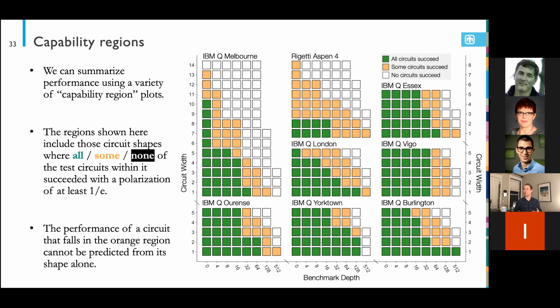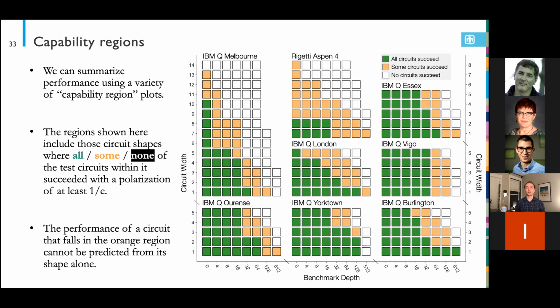And there's various different types of capability region that we can create that have different levels of information in them. So what this is showing is the region, the green region is where all the circuits succeeded. The orange region is where some of them did, and the white region is where none of them did. So if you came to me with a circuit that had a shape that was in the white region, I'd say you're pretty much guaranteed that it's not going to work. And if it's in the orange region, it's like, well, maybe you might want to give it a go.